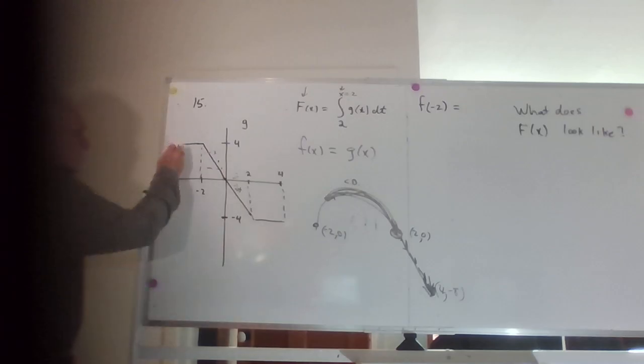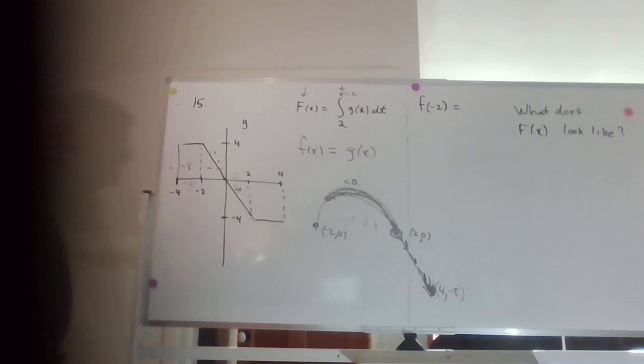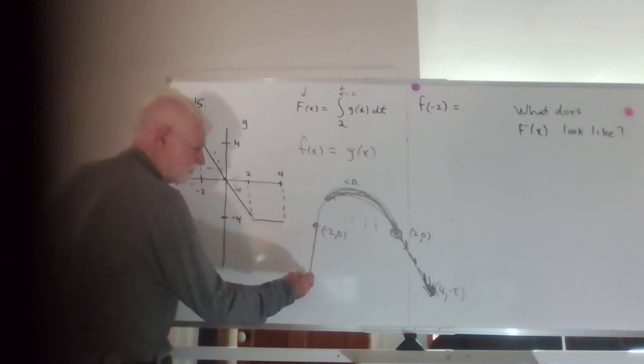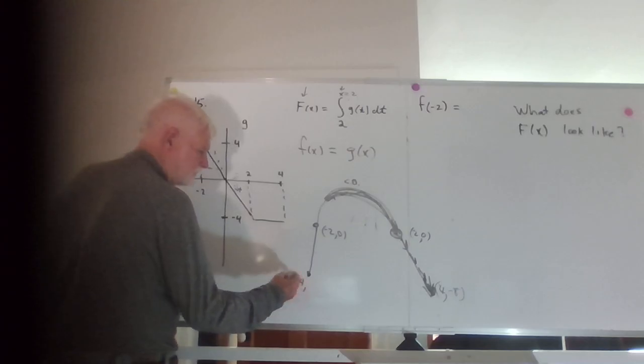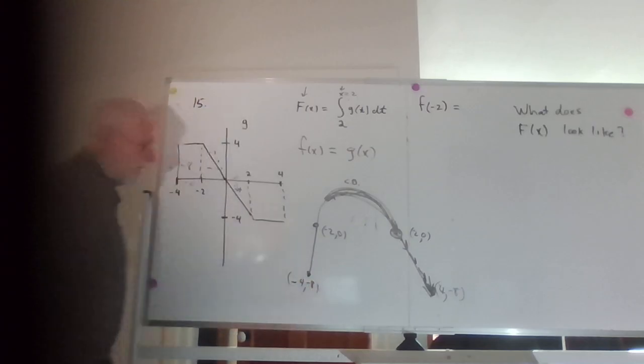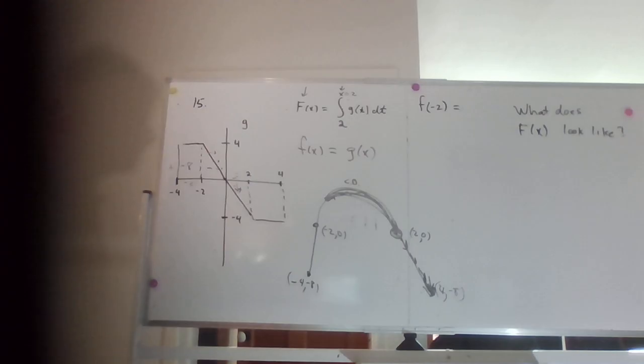And then I got another one of these. But I'm looking left now, which is a negative, and I'm looking up, which is a positive. So I'm accumulating -8 units of area. So at -4, I'm at -8. Hope I didn't botch that.